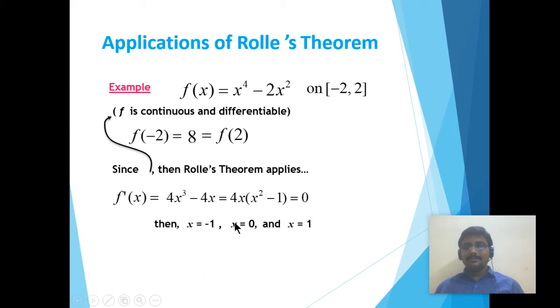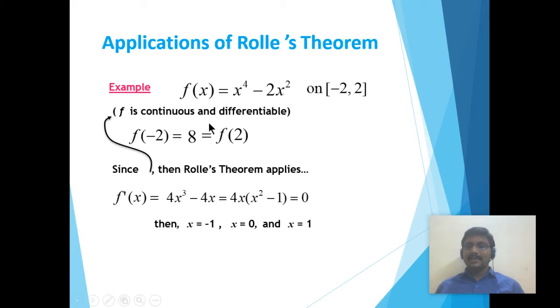X equal to 0, and x square minus 1 is 0, which implies that x square is 1, which implies that x equal to plus or minus 1. Here for x, the three values exist, and also these 3 points clearly lie in the open interval minus 2 comma 2. So Rolle's theorem is strongly verified because all the 3 points lie in the open interval. So Rolle's theorem is clearly verified.